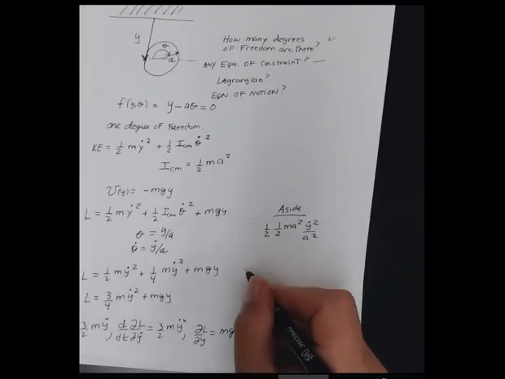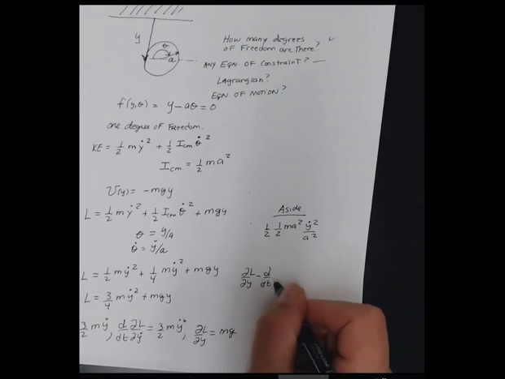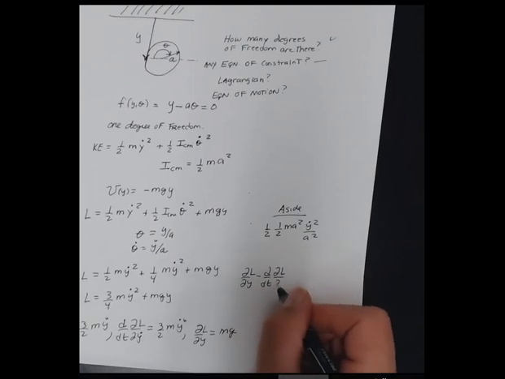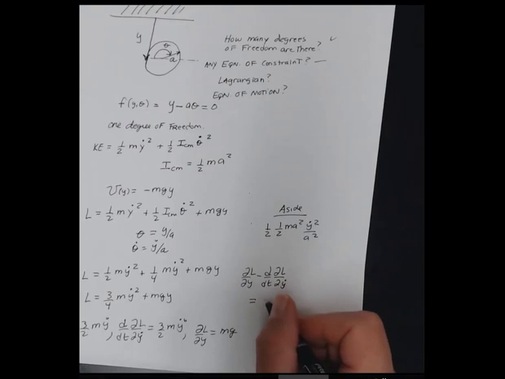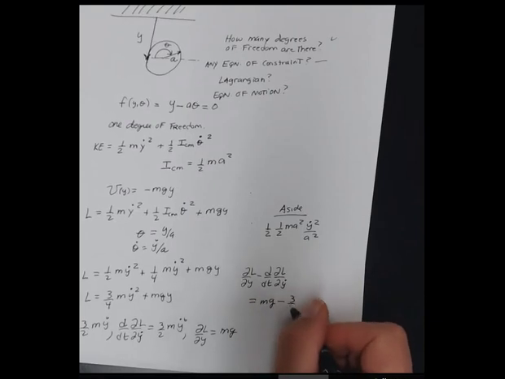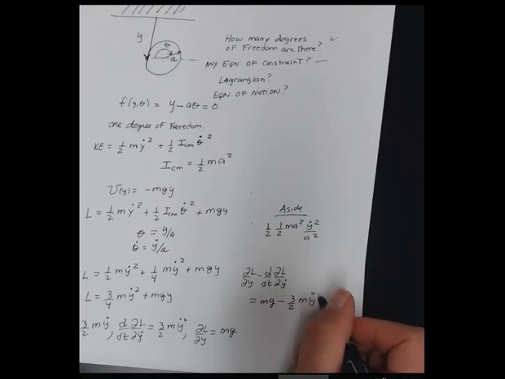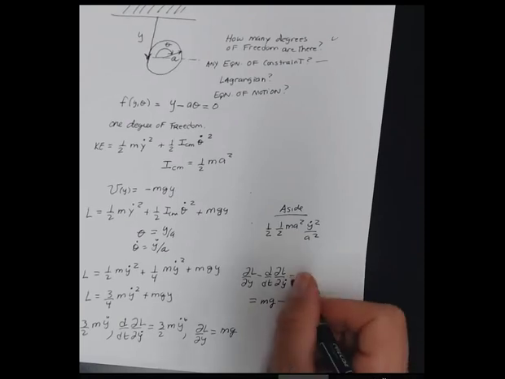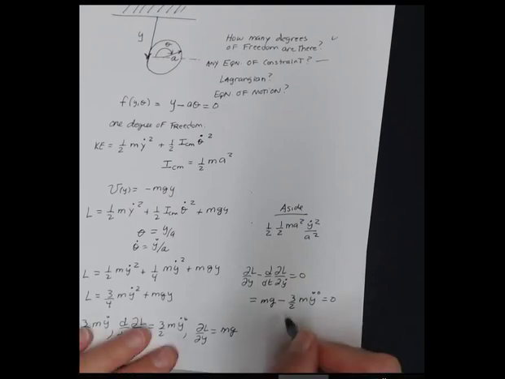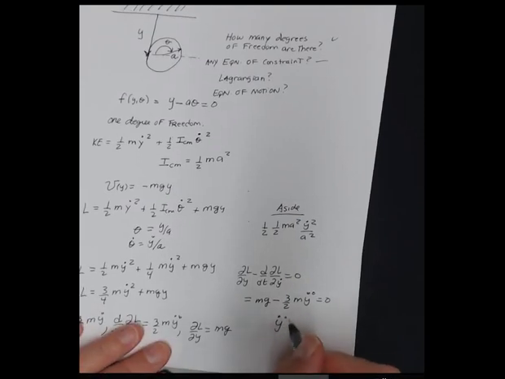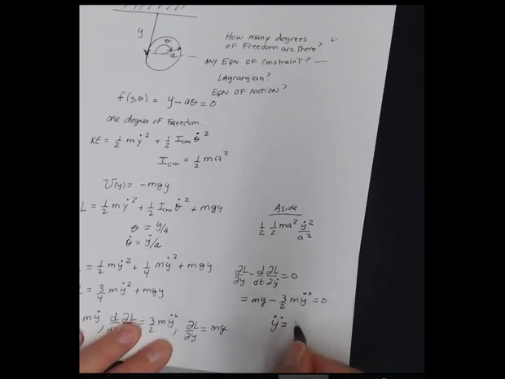So here we go. Here's our equation of motion, which is dL/dy minus d/dt of dL/dy dot, equals mg minus 3/2 m y double dot is 0. So there we go. I have the acceleration in the y direction. It'll be 2/3 g.